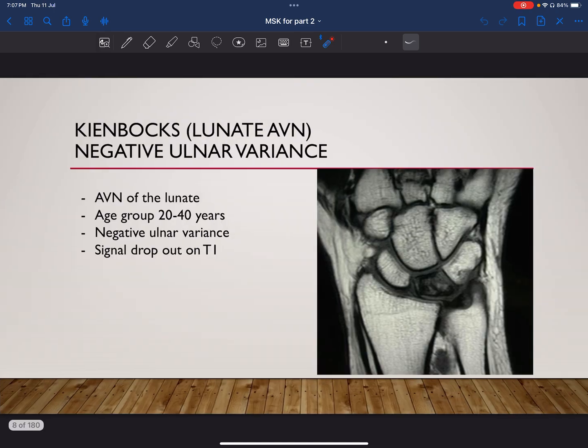Then we have Kienbock disease or avascular necrosis of the lunate. As we can all see, there is a pathology here which appears hypointense. This is negative ulnar variance. Again, we can see the ulna here, radius here. So this is avascular necrosis of the lunate. Age group is 20 to 40 years. Negative ulnar variance. Signal dropout on T1.